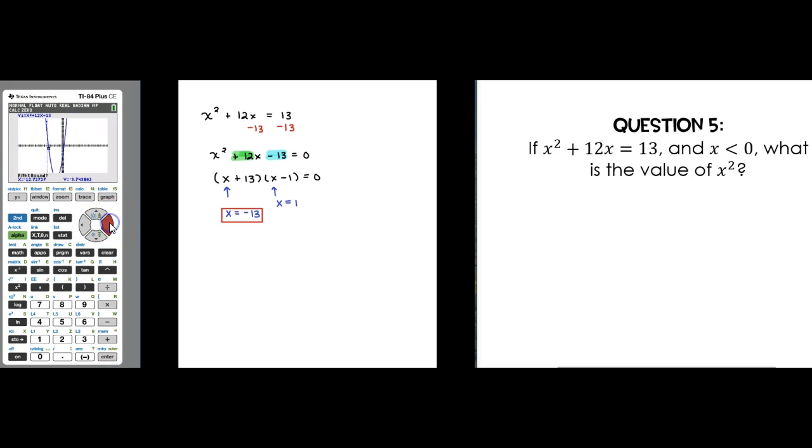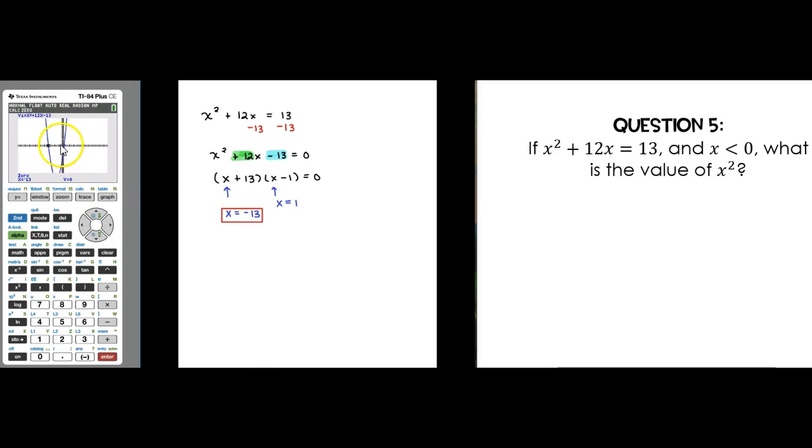It's now asking for a right boundary, so I'm going to move my cursor until it's to the right of that x-intercept. Hit enter. Now I've got these little boundaries, and I'm going to bring the cursor as close as I can to the x-intercept and hit enter, and it will solve exactly that x equals negative 13 and y will equal 0. And this confirms what we found algebraically.